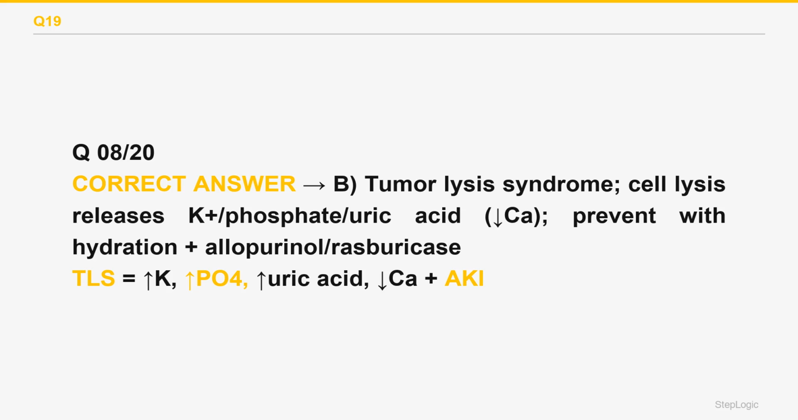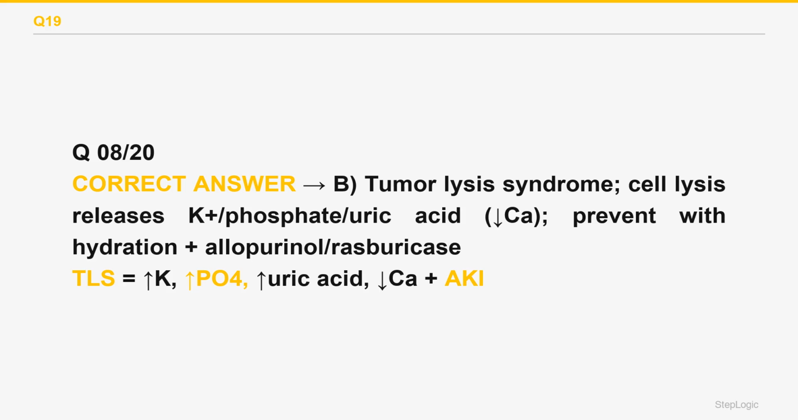The metabolic signature to memorize is the 4 changes: high potassium, high phosphate, high uric acid, and low calcium, with acute kidney injury. Prevention and treatment center on aggressive IV hydration plus lowering uric acid.